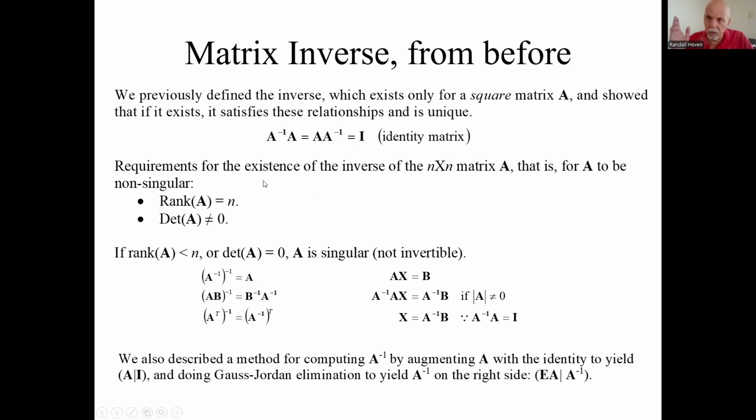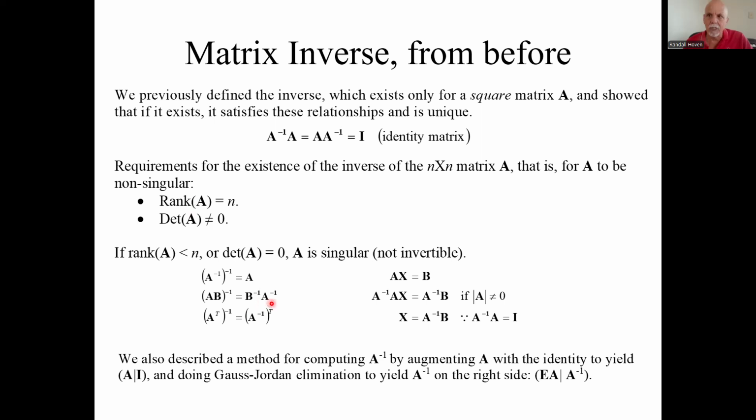Not all square matrices have an inverse, and I think we derived the test for those. One is if the rank of A is n, where A is n by n. The other is the determinant not equal to 0. If the rank is less than full rank, meaning less than n, or if the determinant does equal 0, you've got a singular matrix, which means it is not invertible. There is no inverse.